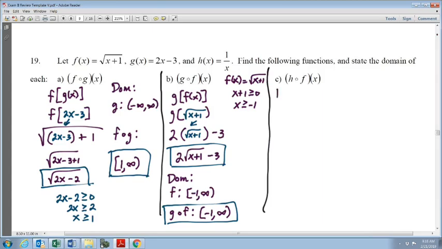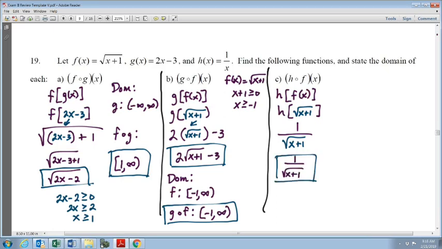All right, and then let's do C here. This is h of f of x. But f of x is the square root of x plus 1. So we're going to plug that into the h function, so it just becomes 1 over that. So this is our final answer.